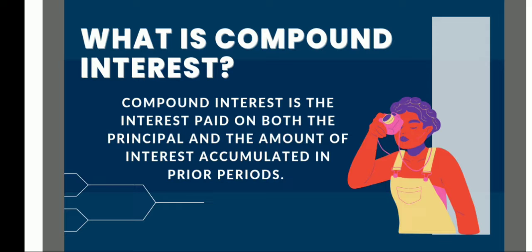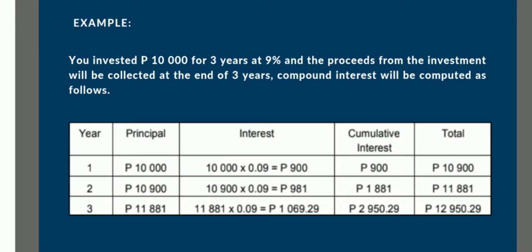Compound interest is interest calculated on the initial principal, which also includes all the accumulated interest from previous periods on a deposit or loan. Compound interest is calculated by multiplying the initial principal amount by 1 plus the annual interest rate raised to the number of compound periods, minus 1. Let's proceed to the example.